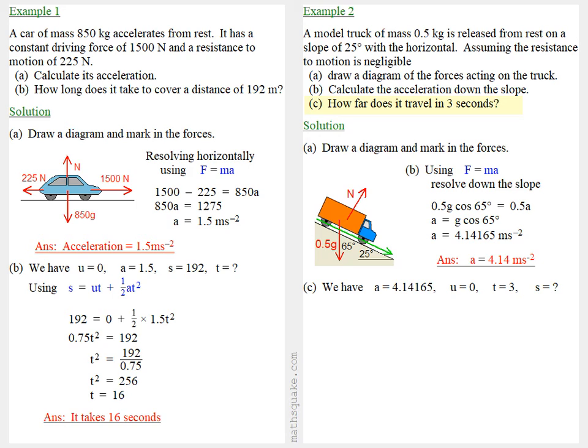Well, we've got a is equal to 4.14165. We've got the initial speed u is 0. The time is 3. And we're trying to find out how far it travels. That's s. So using s equals ut plus a half at squared, we've got s is equal to 0 plus 0.5 times 4.14165 times 3 squared, which is 18.637. So the distance it'll cover is 18.6 metres.